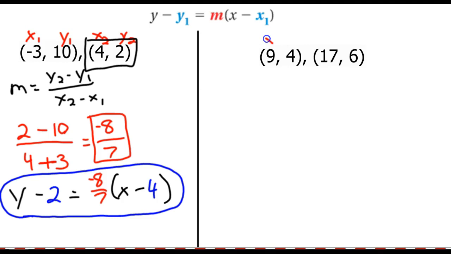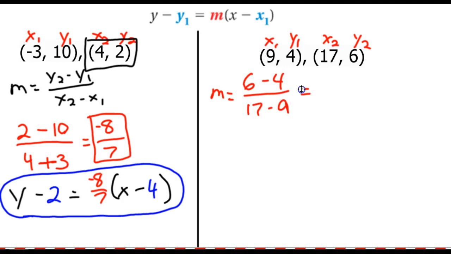Same thing over here. This is our x1 and our y1, our x2 and our y2. So we start with our y2, which is 6, minus our y1, over our x2, which is 17, minus our x1, which is 9. 6 minus 4 gives us 2. 17 minus 9 gives us 8. We can simplify this to 1/4. So our m equals 1/4.